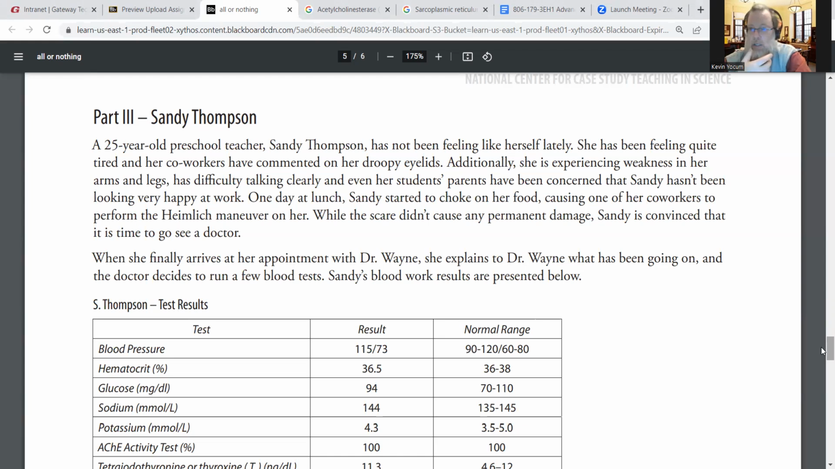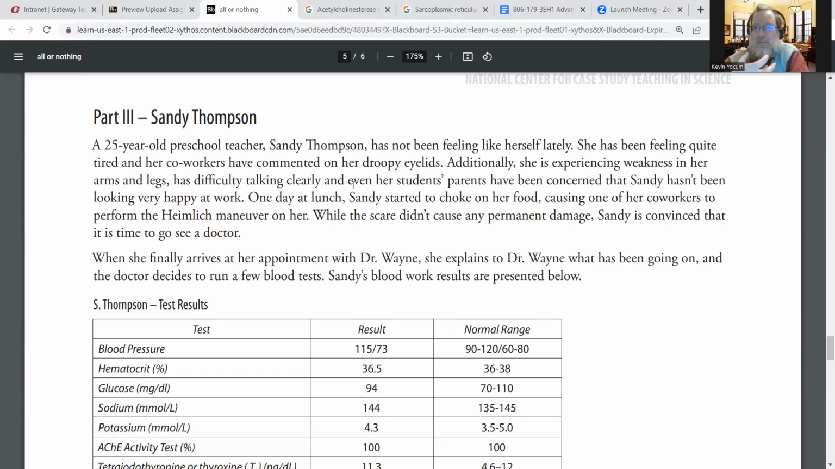So if we do have a patient that has a drooping eyelid or lids, could be one or the other, or they have droopy cheeks or one side of the face sagging when they're at rest, that's a signal that proprioception is not functional. So anyway, let's see if that's so. There's a key term in there, droopy. Additionally, she's experiencing weakness in her arms and legs. So we've got some weakness going on, some more muscle issues, and difficulty talking clearly.